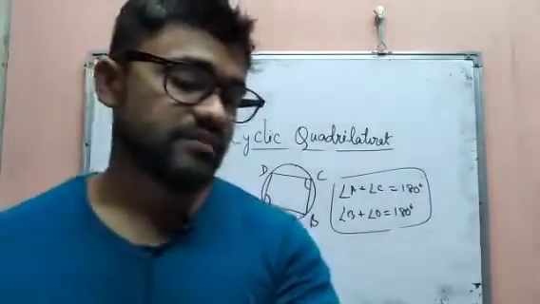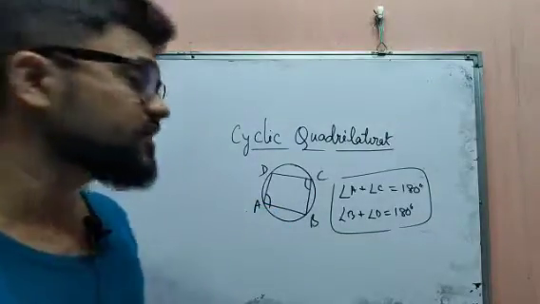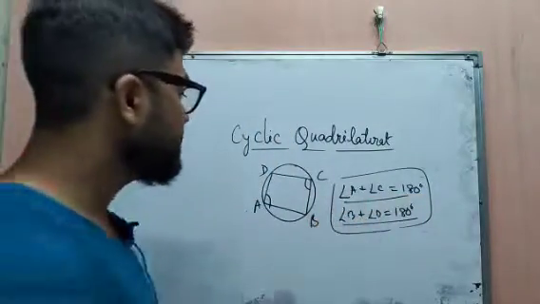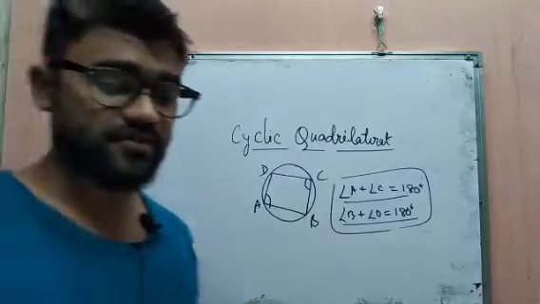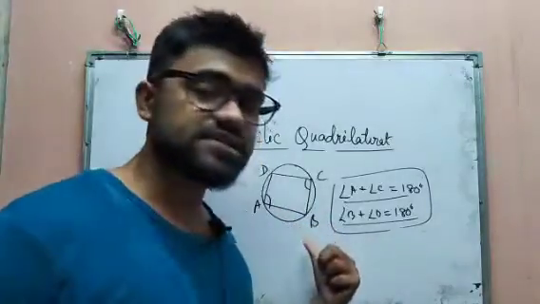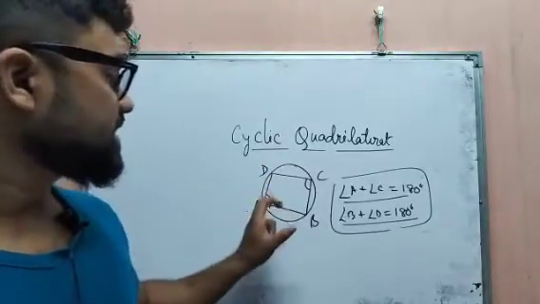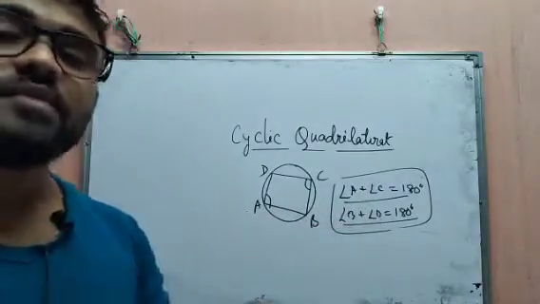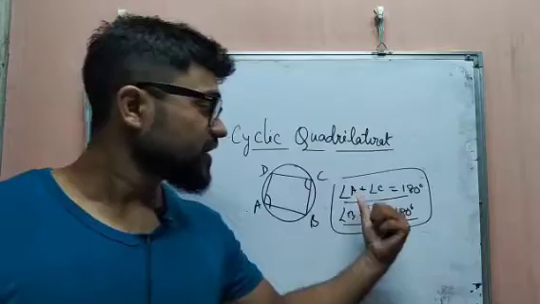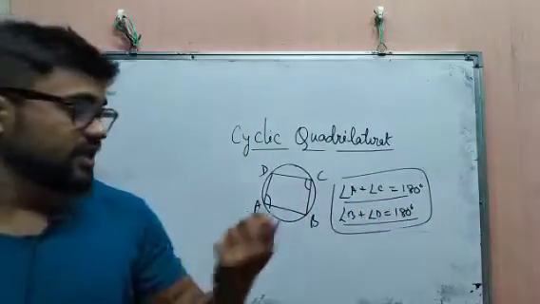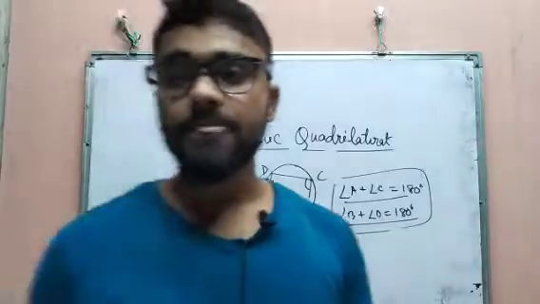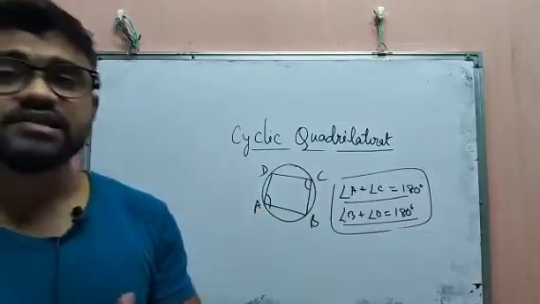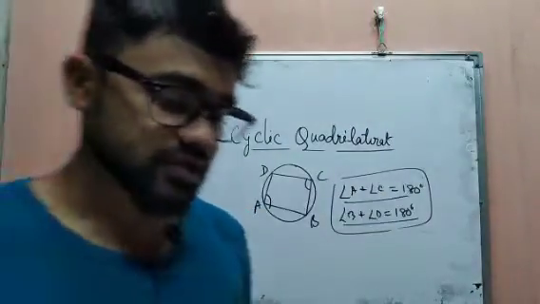Then theorem 10.12: inversely, if the sum of a pair of opposite angles is 180 degrees, then you can say that the quadrilateral is cyclic. So if ABCD is a cyclic quadrilateral, then the opposite pair of angles sum to 180 degrees, and inversely, if the opposite pair of angles sum to 180 degrees, then the quadrilateral is cyclic. These are the basic rules we have to understand to do the exercise from maths chapter 10.4, sorry, 10.5.